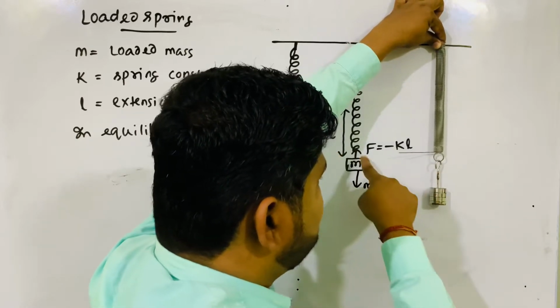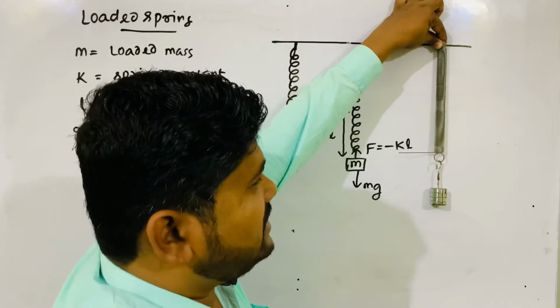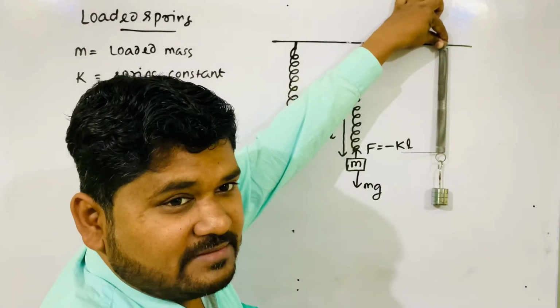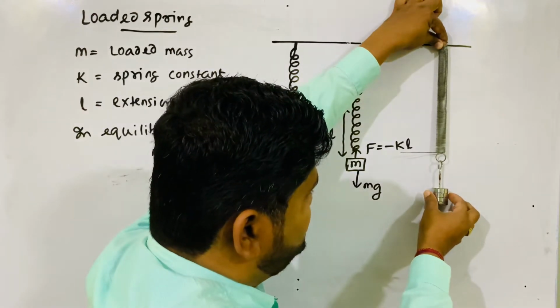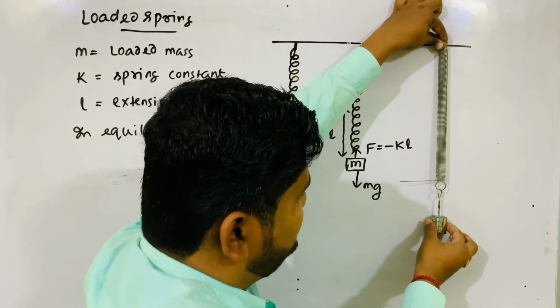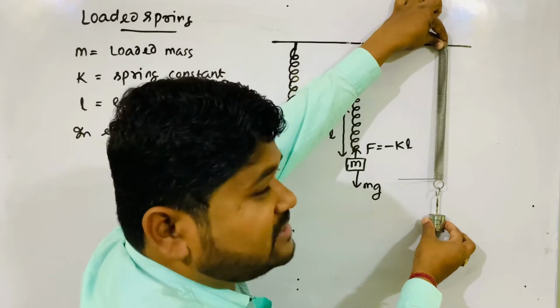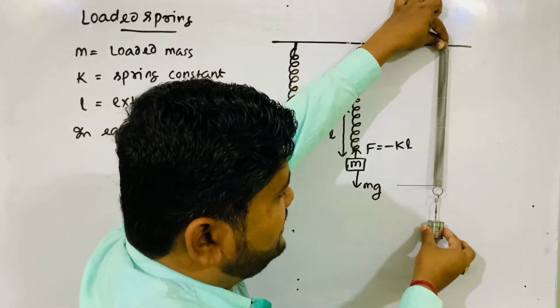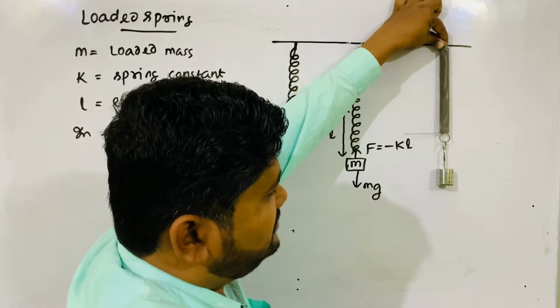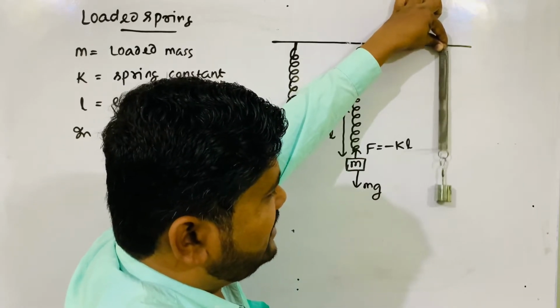It extends up to this. See, this is the line extension. But now I pull it a little and leave it so that it starts executing SHM. Suppose you pull it y distance. Can you mark it? I am pulling it to y distance. Okay, now I leave it. You just see what is happening here. What is happening here? Can you mark it?